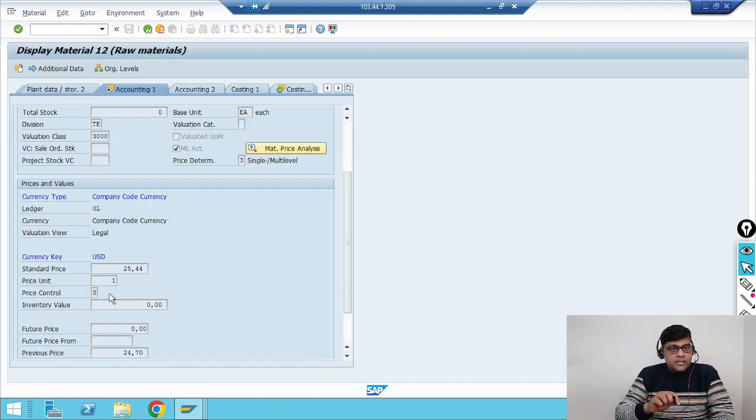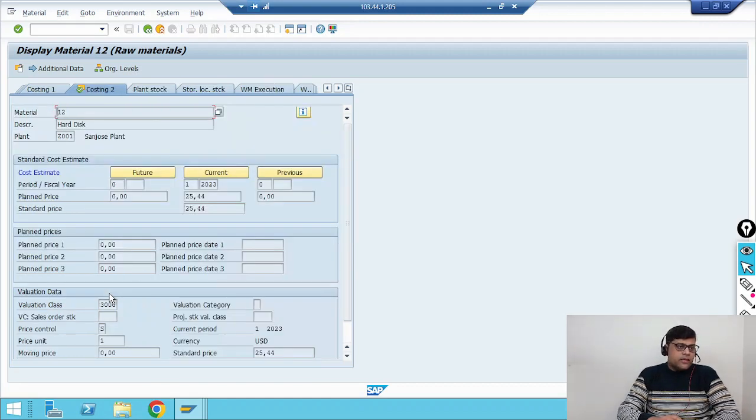So that means the importance of this particular field is very much from your costing methodology point of view, right? So that is also another important field related to material master. So integration is highly required. Similarly, if you go to the costing tab, now you can see some information here.